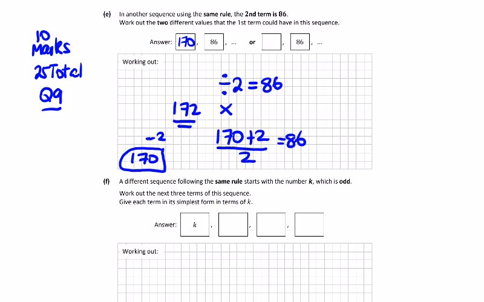And of course the first term could have been odd, in which case we'd be multiplying by 2, so we just divide by 2. 86 divided by 2 would be 43.